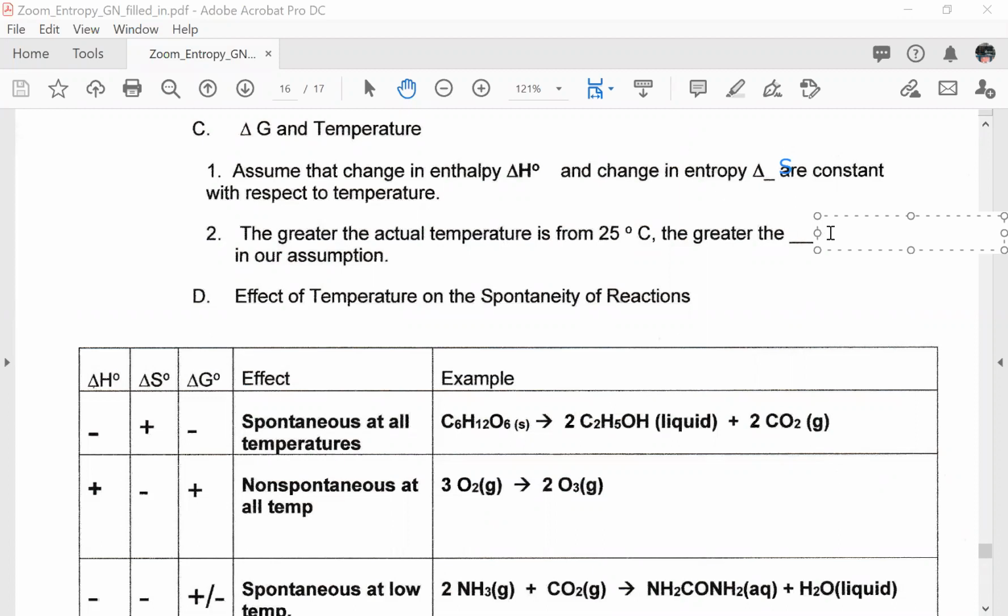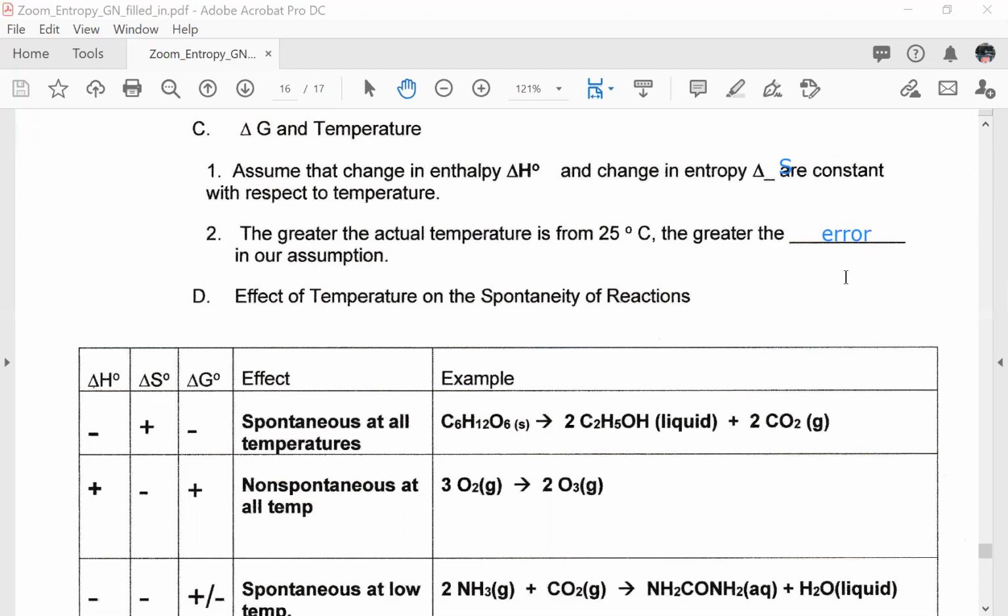Why is this not working? Okay, so let's just fix this. Assume that the change in enthalpy delta H and the change in entropy delta S are constant with respect to temperature. The greater the actual temperature is from 25 degrees C, the greater the error in our assumption.